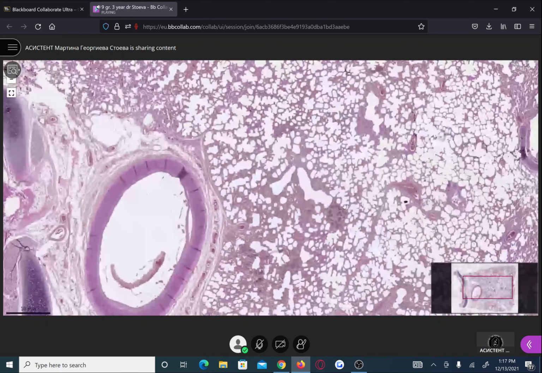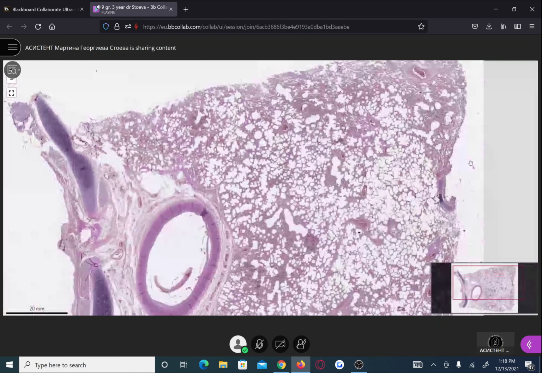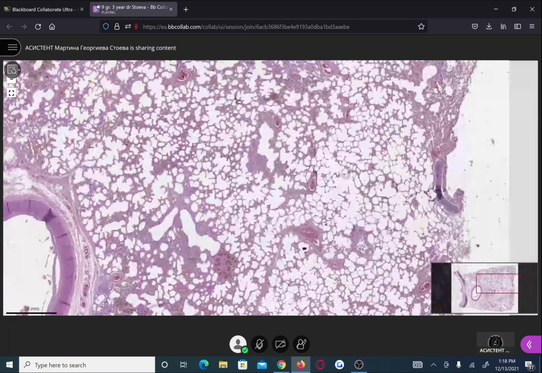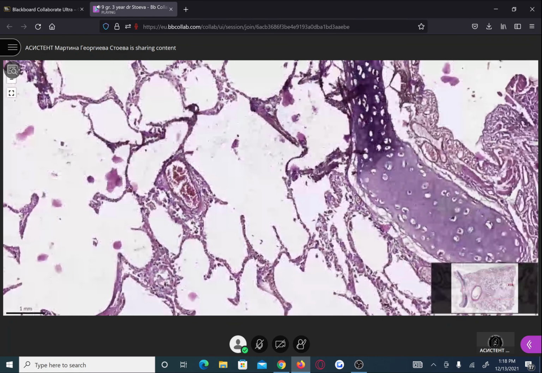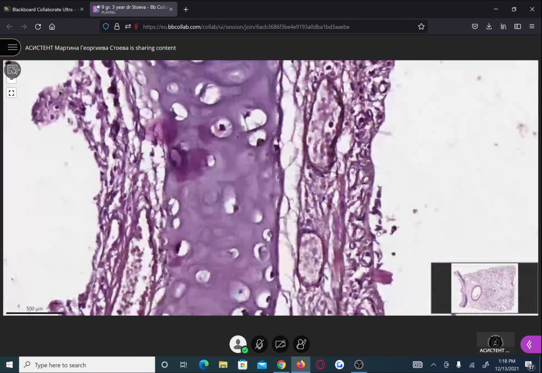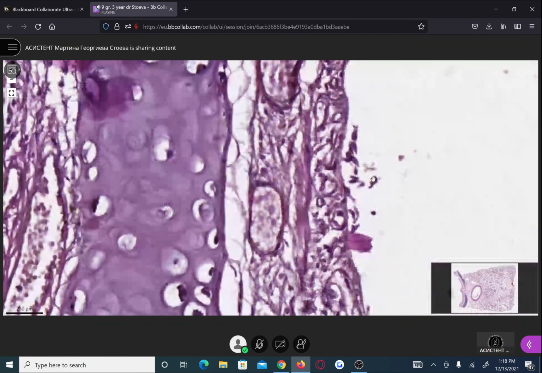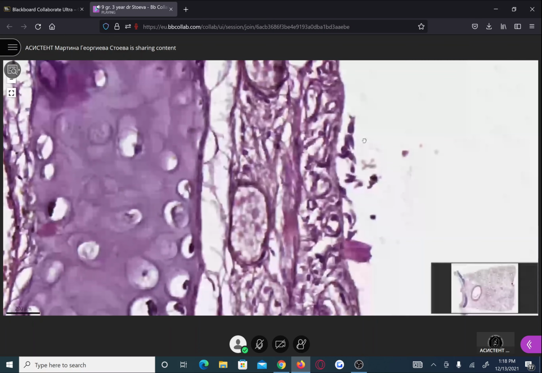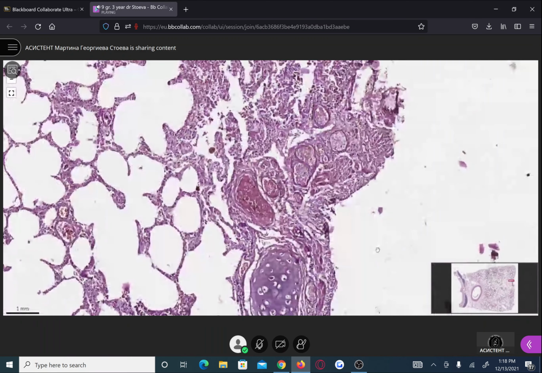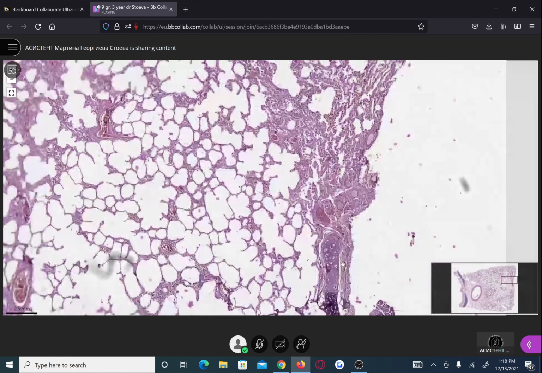Oh, there is another bronchus here on the right side. This is cartilage as well, the purple thing. And it surrounds the lumen, but here again we can't find epithelial lining. Maybe there are just some remnants of epithelial cells, but they are still not good enough to say that this is ciliated epithelium. Questions?